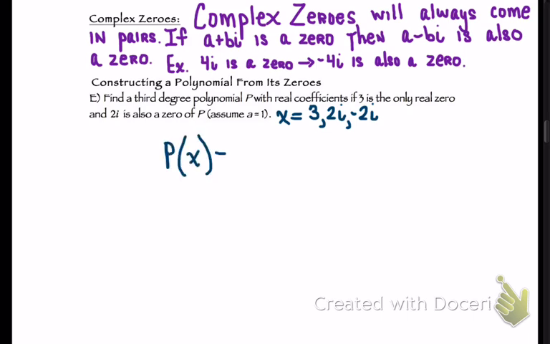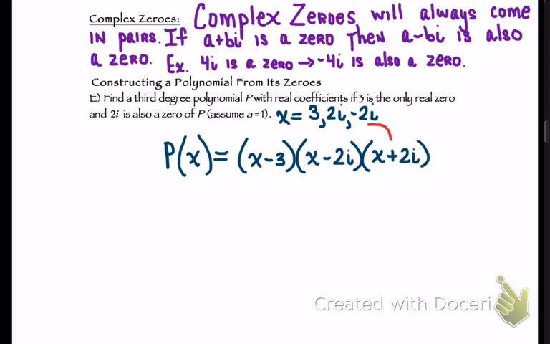If positive 3 is a 0, that must mean x minus 3 is the factor. If positive 2i is the 0, that means that x minus 2i is the factor, and same deal. Negative 2i, then x plus 2i is the factor, right? Understand that. I think you got those. Not bad. So there is my polynomial. Now it looks like all I've got to do is simplify it from here.